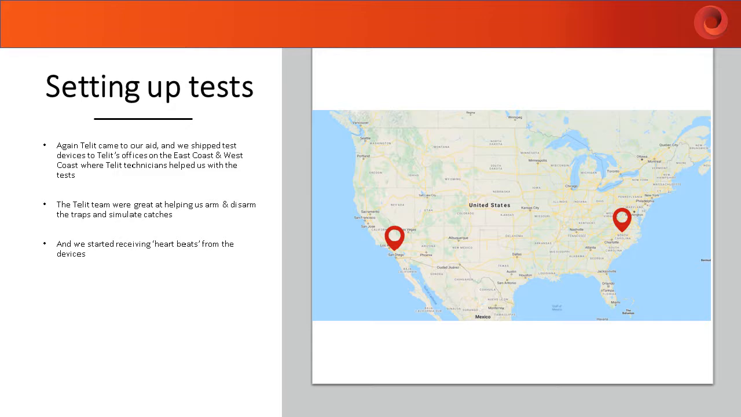So we were allowed to send devices to two Telit office facilities, one on the West Coast and one on the East Coast. And this was great because quite quickly we actually got what we call a heartbeat from the devices in both North Carolina and in California.